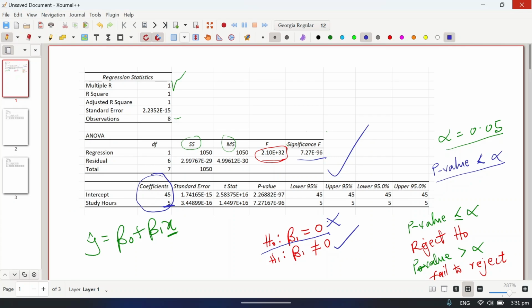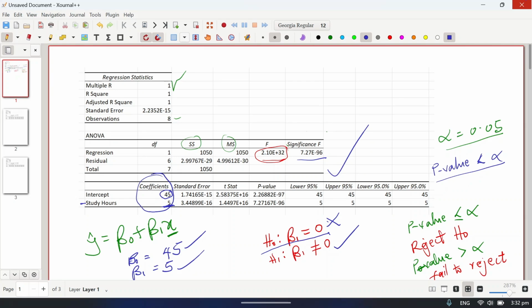Now, for this prediction, we are going to have our beta naught equal to 45, and beta 1 equal to 5. This is the intercept. So when you draw the regression line, this is where the intercept will be. This particular one is the intercept, the 45. That is our beta naught. And then the study hours, which is our independent variable, is 5.